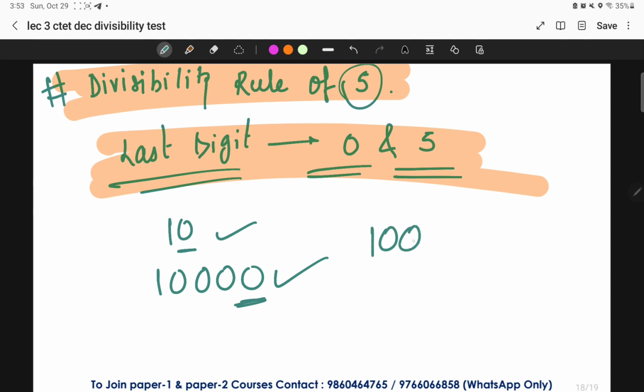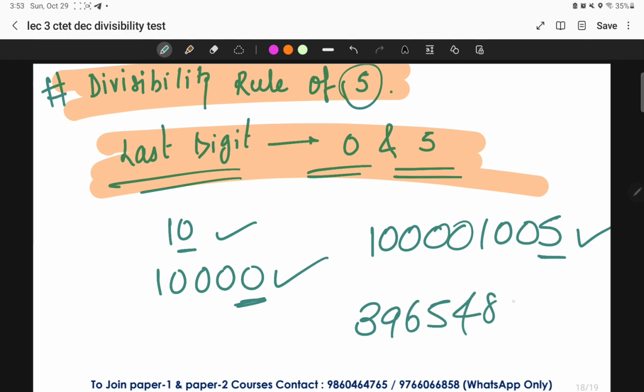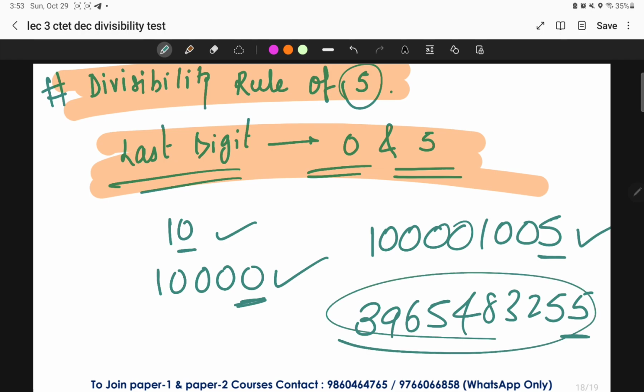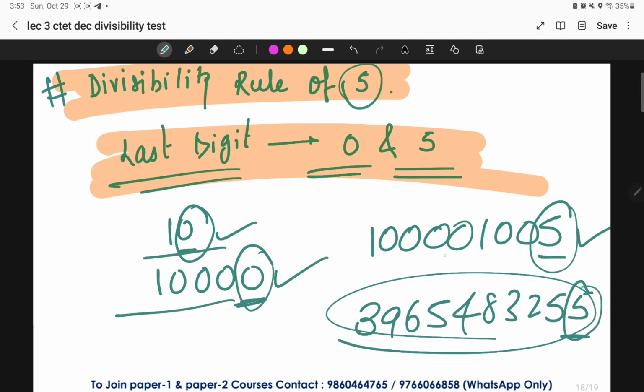If the number is 100001005, the last digit is 5 over here, so this is divisible by 5. One more number, 3965483255. The last digit given over here is 5, so this whole number is divisible by 5. You just have to check the last digit. If the last digit is 0 or 5, then the complete number is divisible by 5.